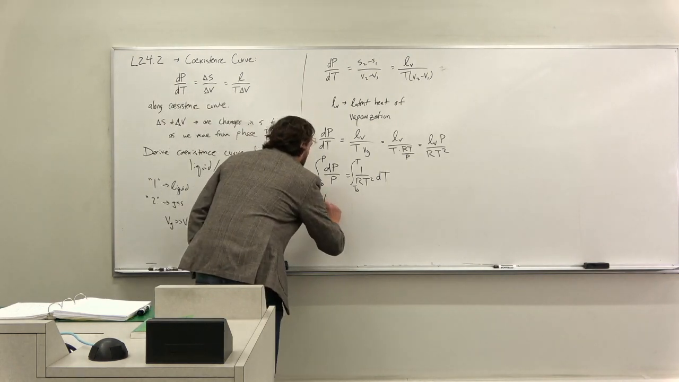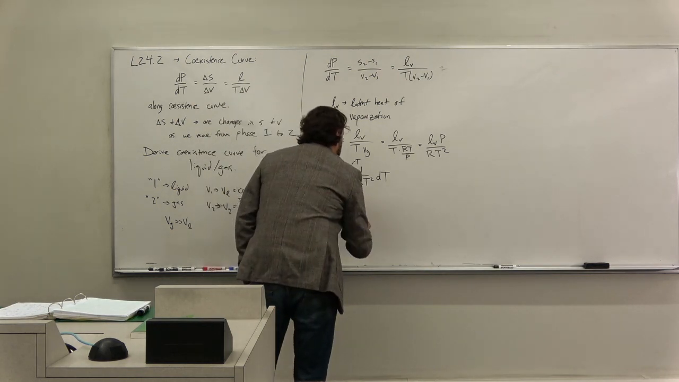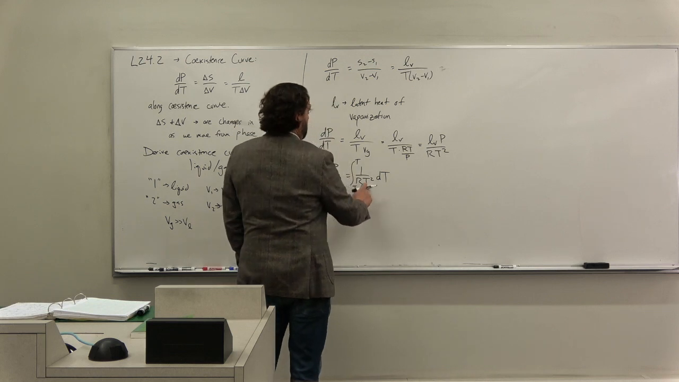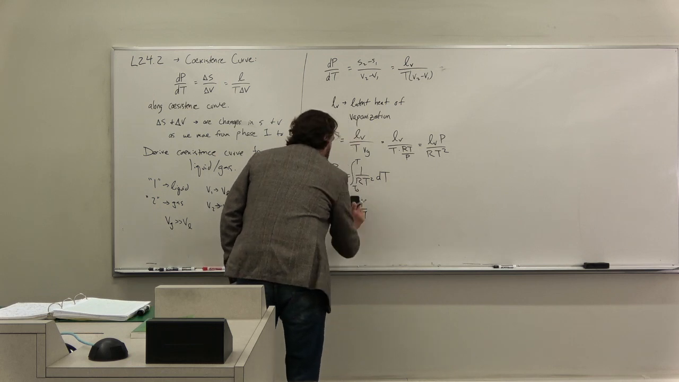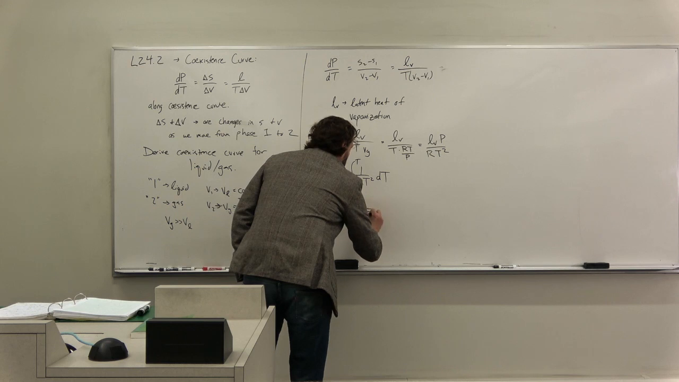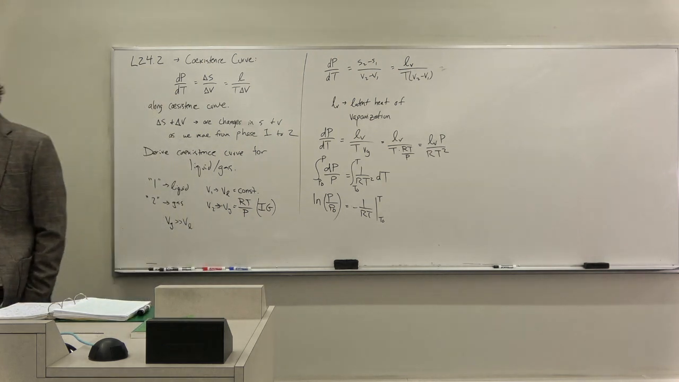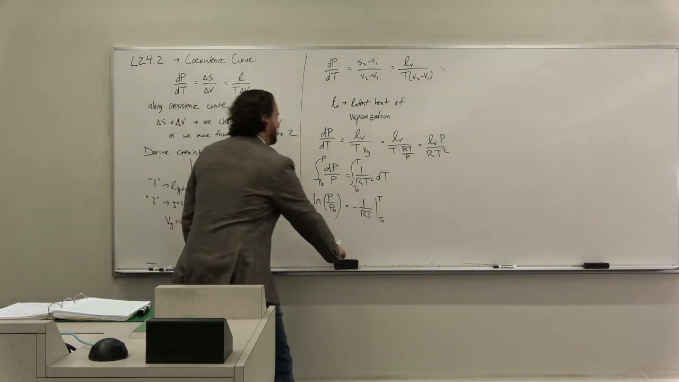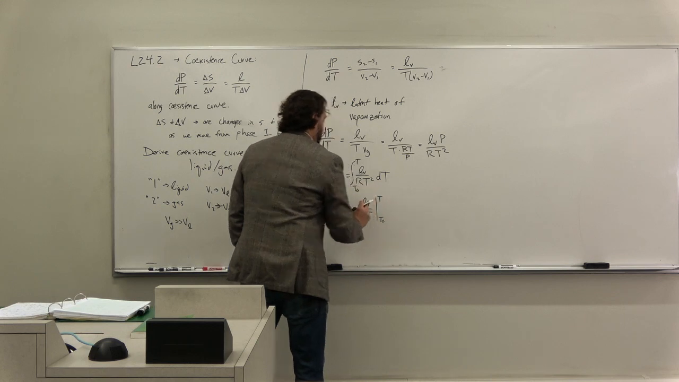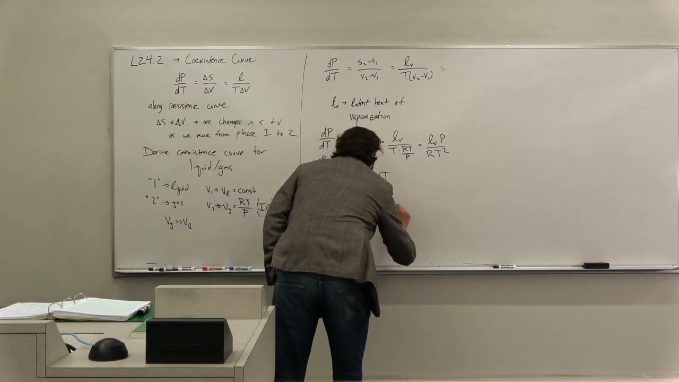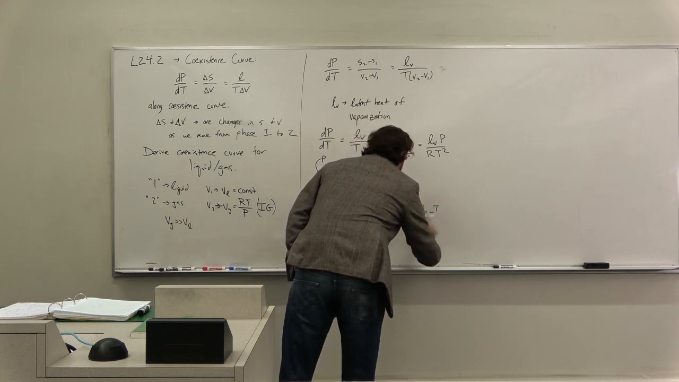Okay, so this is log of P over P0, and this is minus. You think of this as T to the minus 2, so this is minus 1 over T. Oops, I forgot my LV somewhere. So this will just be minus LV over R, times 1 over T minus 1 over T0.